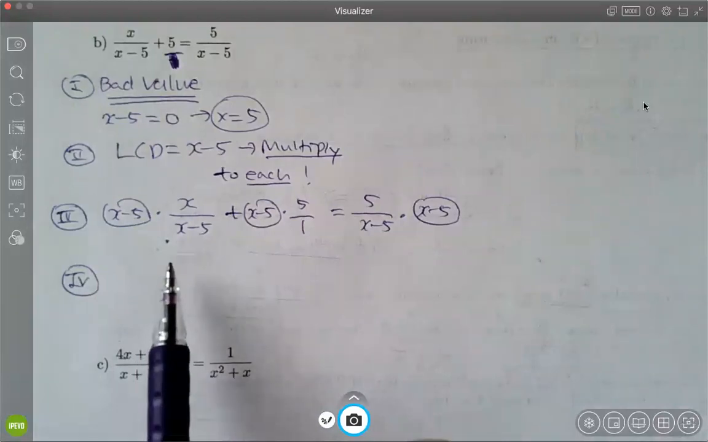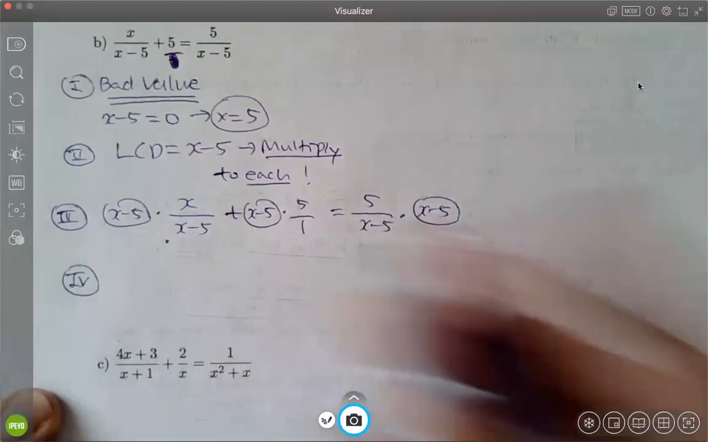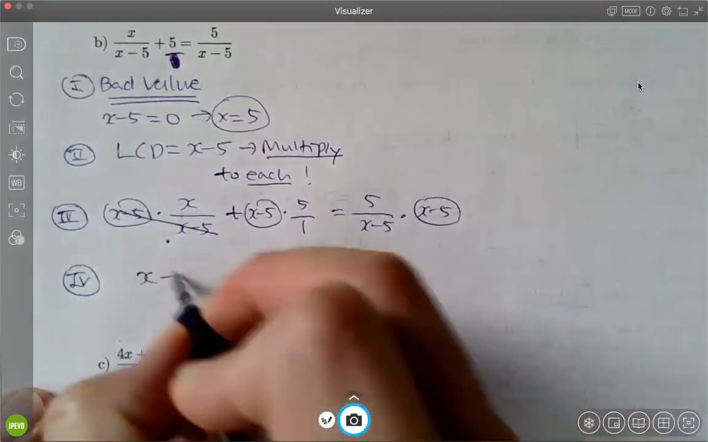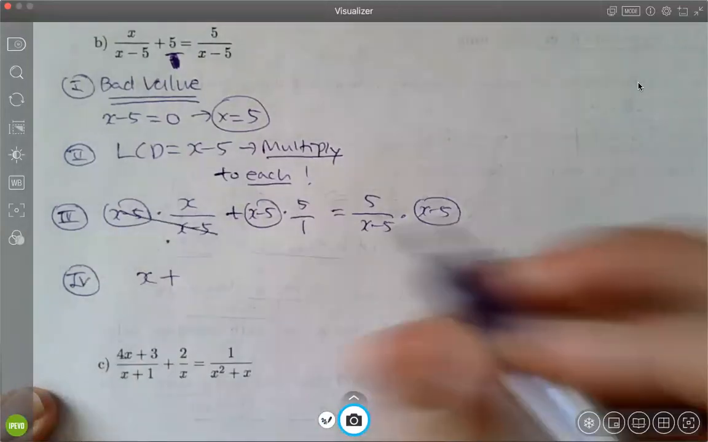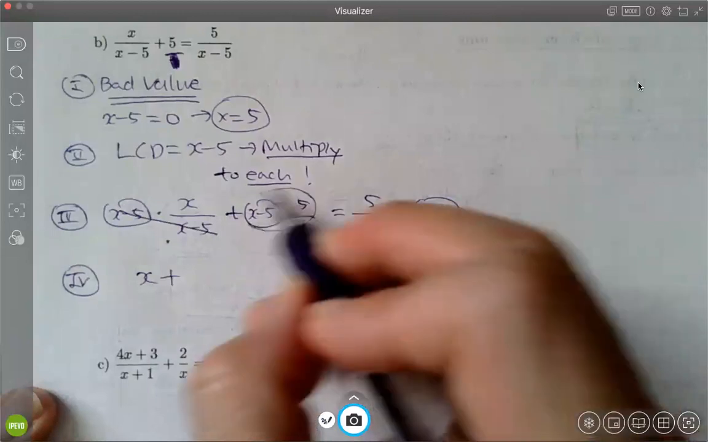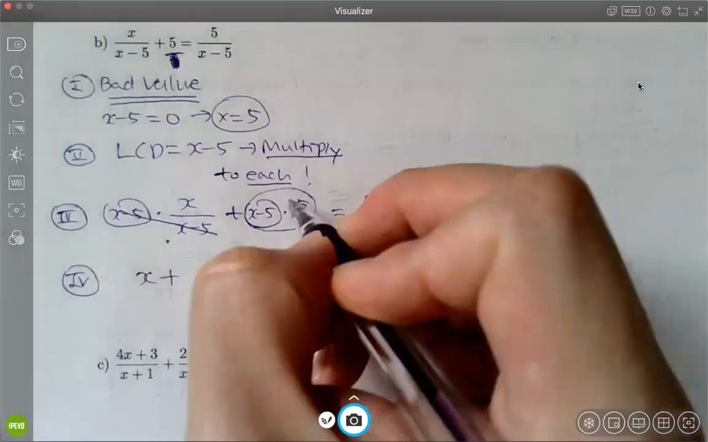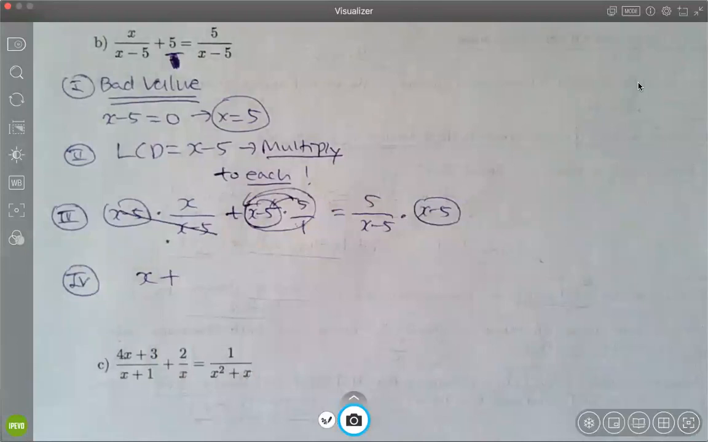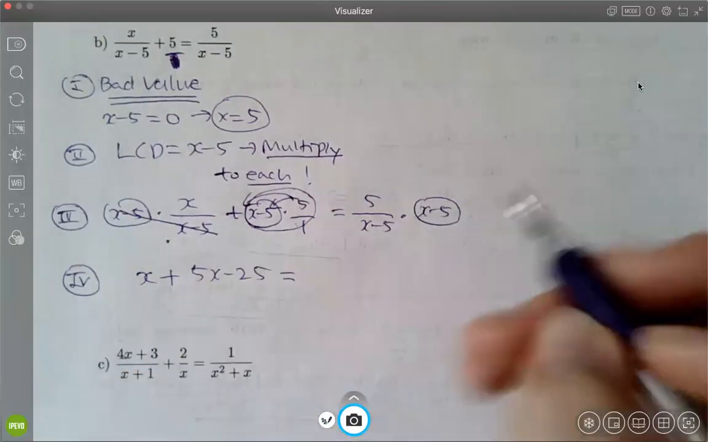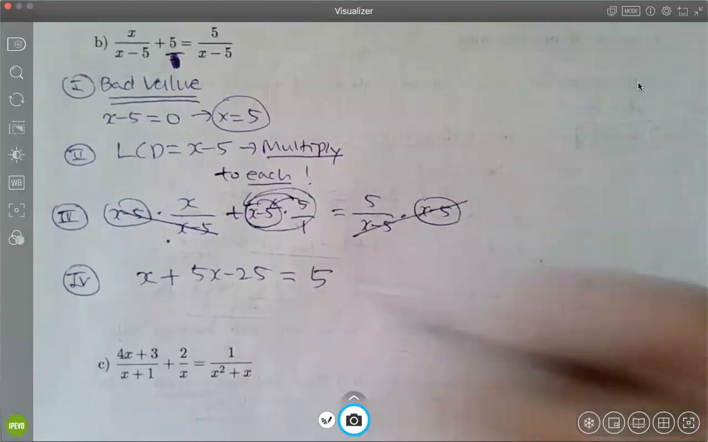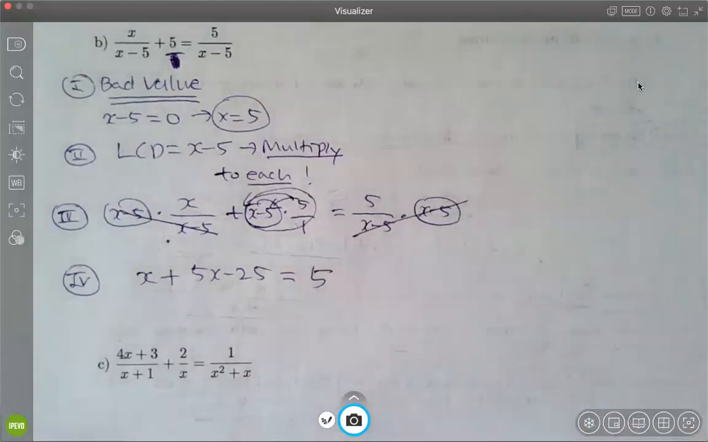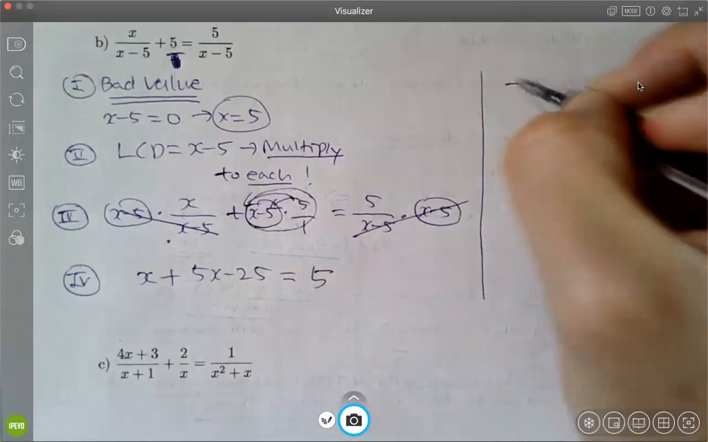Does something cancel? X minus 5, right? These two cancel, so we have just x. And now, what's the only way to simplify this? What's the only way to clear parentheses? It'd be 5x minus 25, correct? Right, distribute. Okay, 5x minus 25. And then here, x minus 5 also cancels, so it's equal to 5. So we have 6x minus 25 is equal to 5.